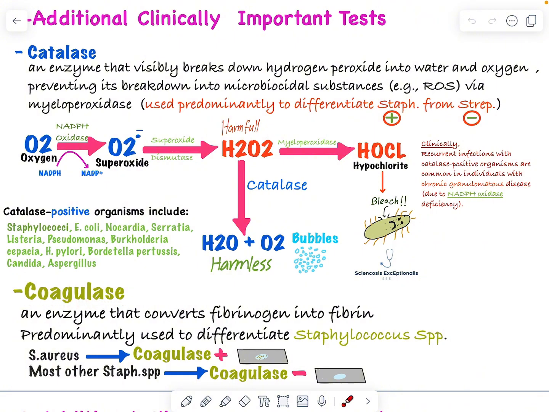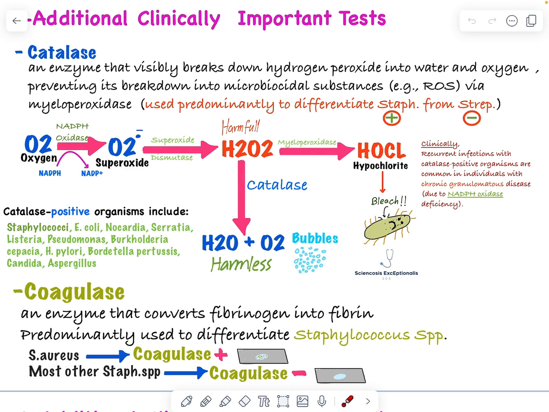Here we have the coagulase enzyme, which is responsible for the conversion of fibrinogen, the soluble one, into fibrin, the insoluble one. By fibrin, the bacteria can surround the area of infection to protect themselves against phagocytosis and at the same time prevent the spread of infection and make it localized. This enzyme is used predominantly to differentiate Staphylococcus species.